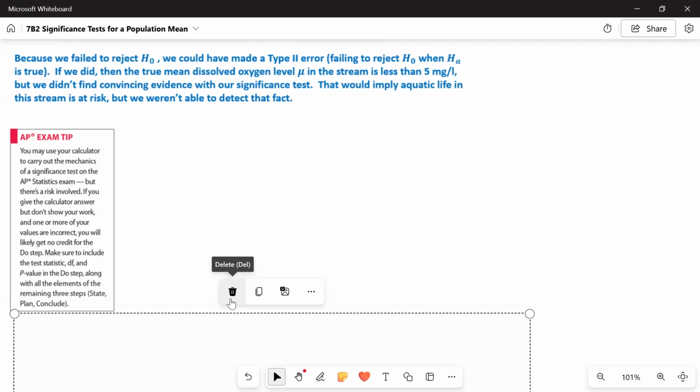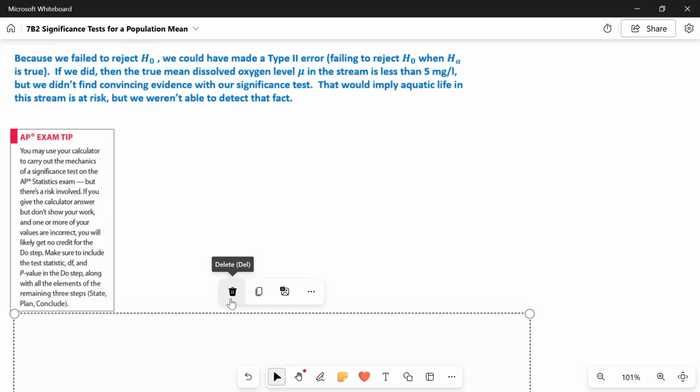Another way to increase the power of the test would be to use a higher significance level like 0.10, and that would make it easier to reject the null where the mean is 5 when the average DO level is less than 5 milligrams per liter.